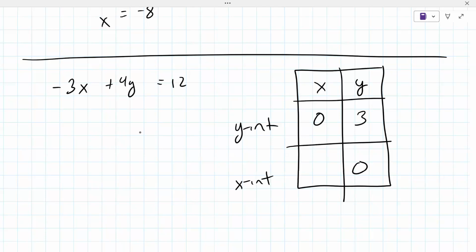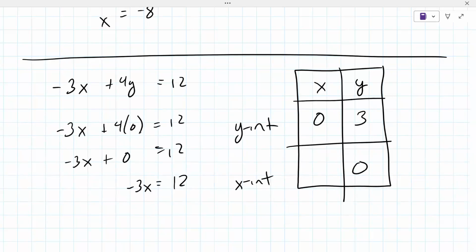And the next would be 4. Try again. It's -3x plus 4 times 0 equals 12. 4 times 0 is 0. One of the things a lot of students do is they don't associate the negative with the number. It's really -3 in front, right? You're dividing both sides by -3. So -4. Very good. Any questions on that? No.